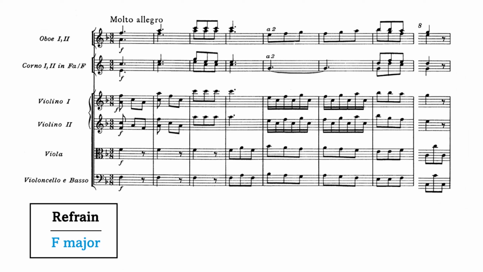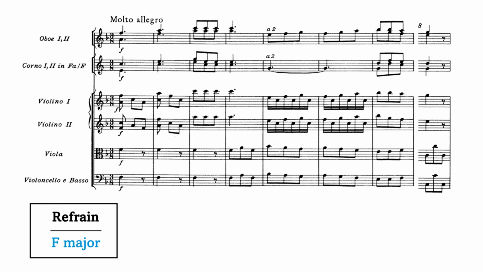This is the rondo's initial theme or refrain, which will be repeated literally each time. As you can see, there is no explicit reference to the formal structure in the movement's header, and we should not expect the composers to always give us that information.